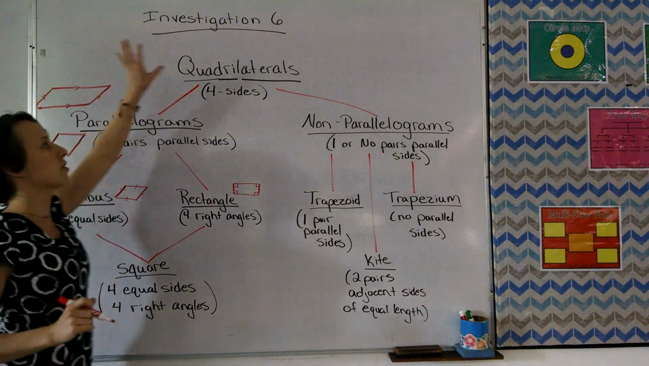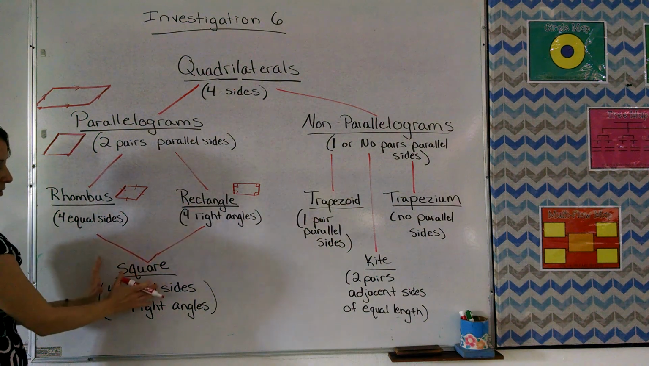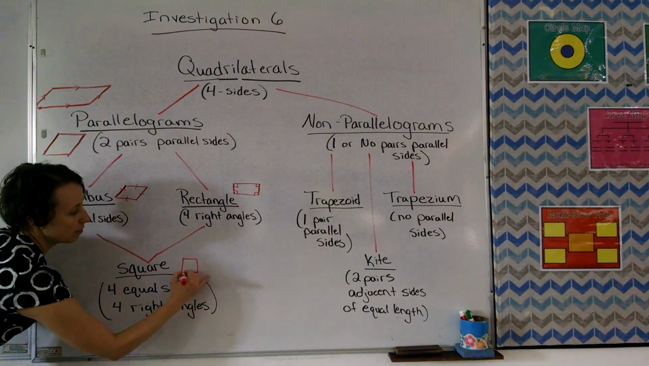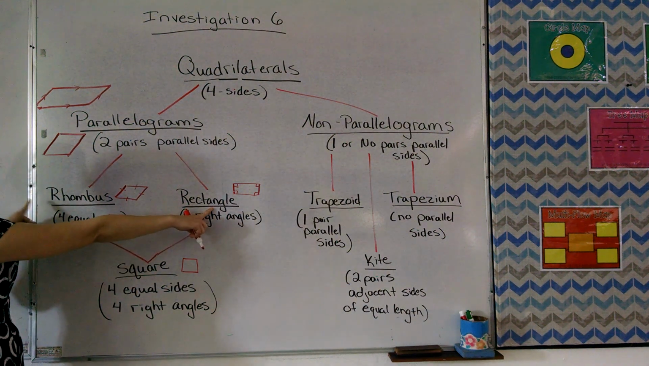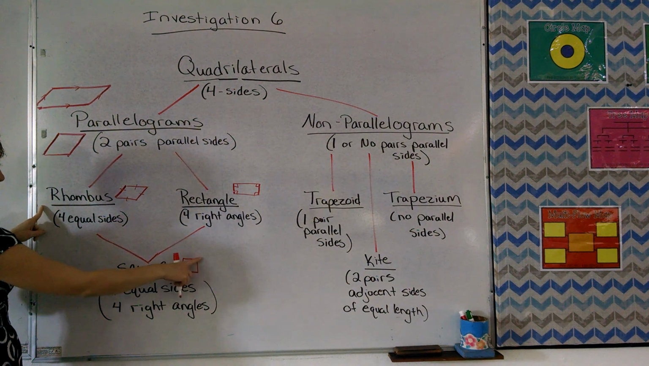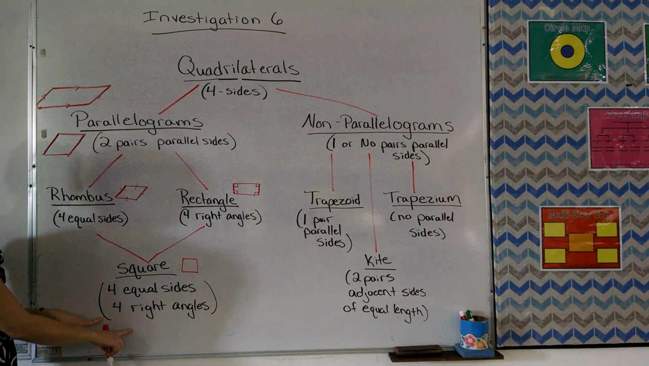Now let's continue down our tree. Quadrilateral, parallelogram, rhombus, rectangle, square. You, of course, know how to draw a square. Draw yourself in one. A square has both characteristics of a rectangle and a rhombus. It has 4 right angles, just like our rectangle, and it has 4 equal sides, just like our rhombus.